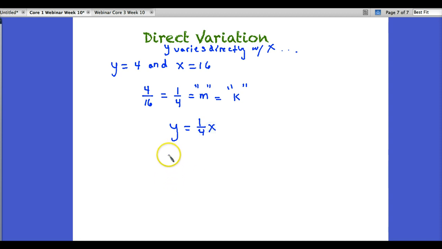And then if I said to you, well, what is the value of y if x is 3 or x is 4 or x is 10, I would just plug that into x and multiply, and that would give me my answer. Okay. So you guys, any questions on direct variation?